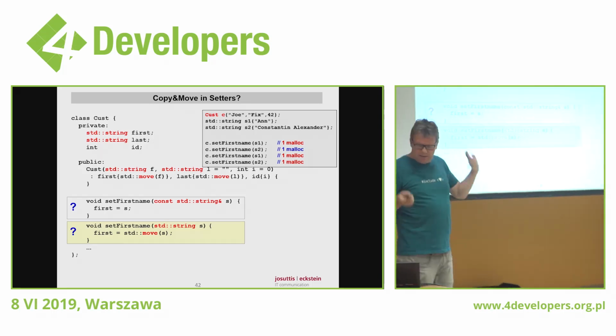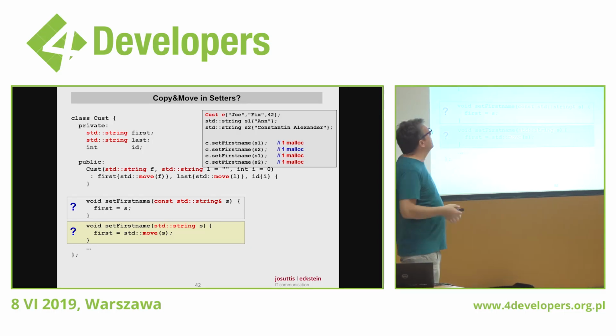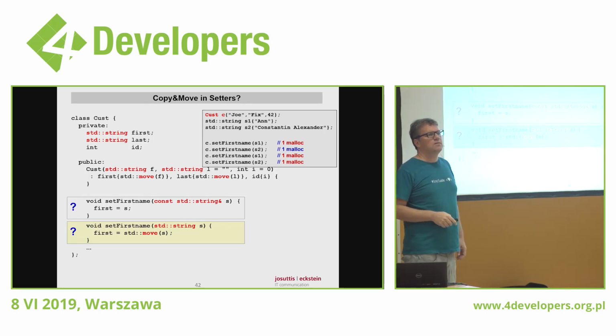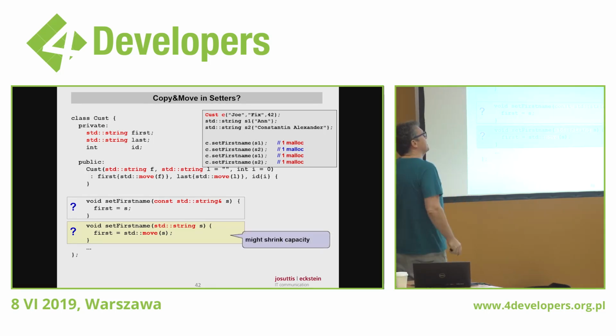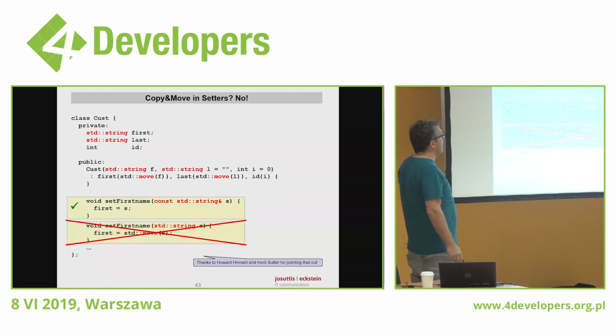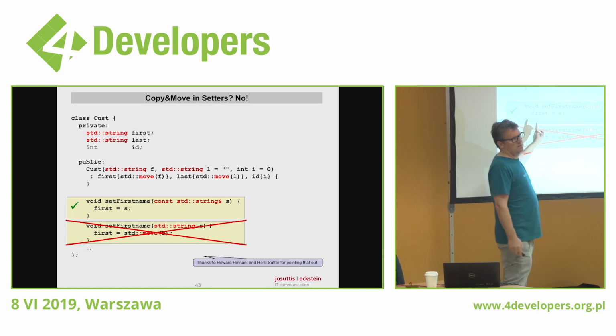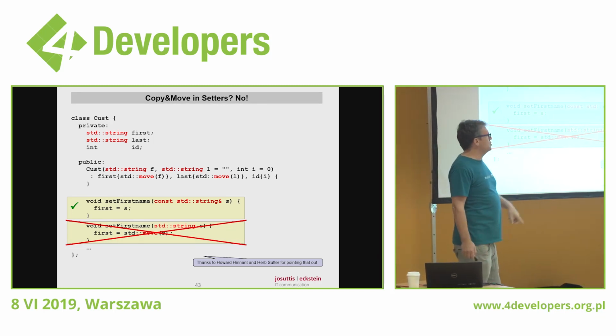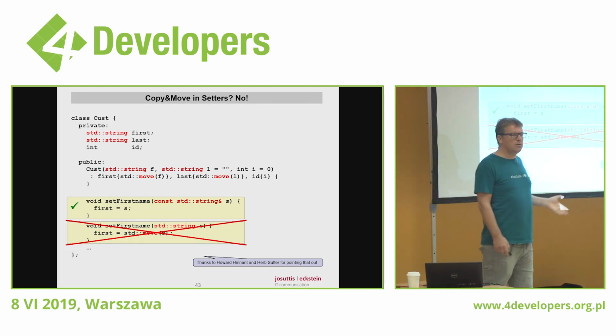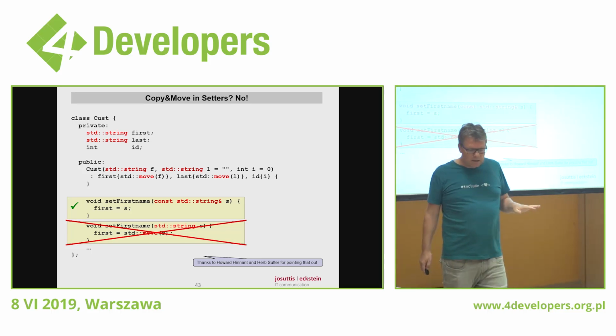But here we will reinitialize the capacity because we always create a string which has enough capacity for whatever we pass here. So this is not an option. This might shrink the capacity, and this is not something you should do. Please use for setters the traditional way. And thanks to Howard Hinnant and Herb Sutter who pointed it out years ago.